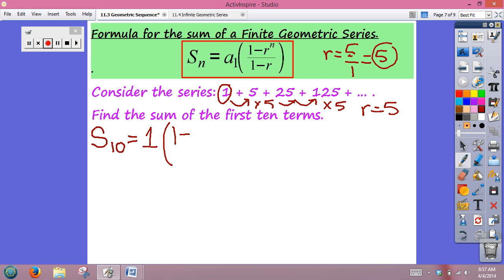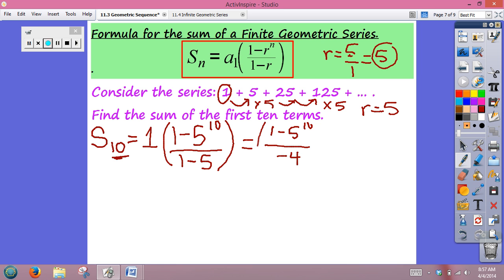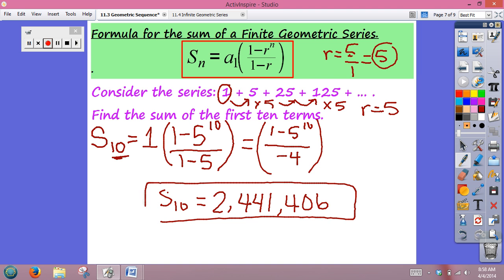Now we can substitute that value into our equation. So we get 1 minus 5 to the n, which is 10 in this case, over 1 minus 5, which is just the ratio. So we're going to get S10 is equal to 1 minus 5 to the 10th over negative 4. This is a rather large number, so we're just going to plug it right into our calculator, and we will find that S10 is equal to 2,441,406. And that's how you use the equation to find the sum.